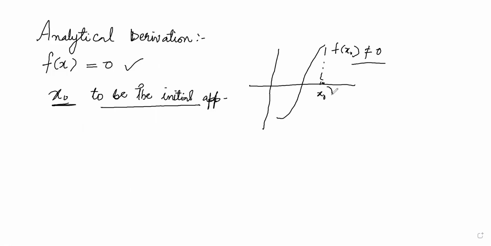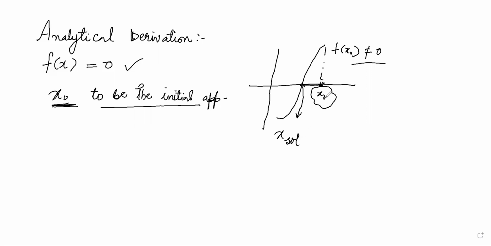But we are taking this x naught to be the initial approximation from which we are actually starting our iteration process. Okay, let x naught be the initial approximation. But you have your solution here. X solution is here. X naught is somewhere here. So there is a difference between x naught and x solution.